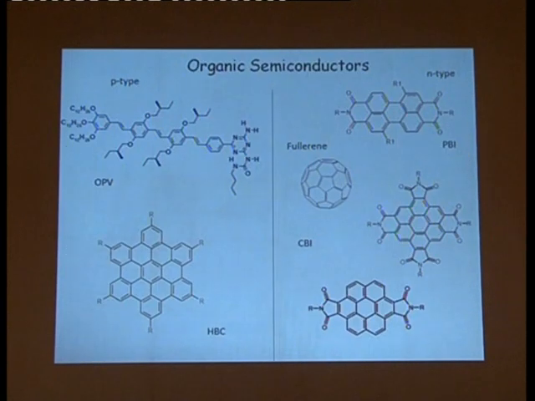So this is our toolbox. If you talk about organic electronics, you should have p-type molecules, which are donors, and n-type molecules, which are acceptors. Well-known p-type molecules are oligophenylenevinylenes and hexabenzocoronenes, whereas n-type molecules are perylene bisimides, fullerenes, coronenes and so on. A lot of knowledge has been accumulated in supramolecular chemistry.